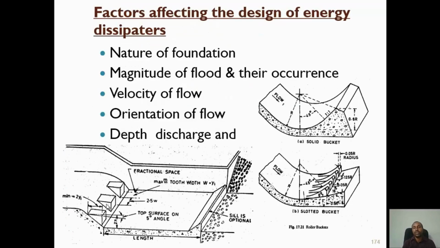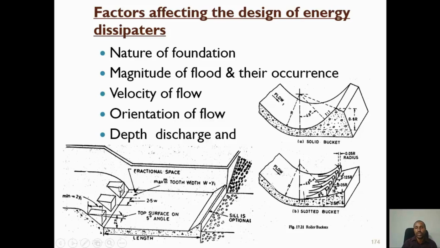So let us see. This is the bucket type. The solid bucket type is this one, and slotted means this one. You provide slots, openings, then the flow comes, some part hits and goes into the slot, into the hole, and the energy will be dissipated. It will not damage the downstream river region. And this is solid: the flow comes, rotates, then goes flowing into the air. And this is a stilling basin.